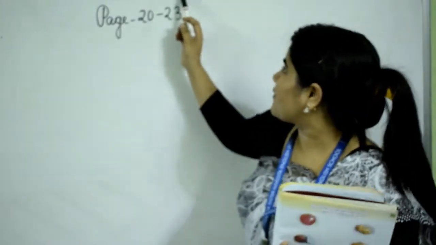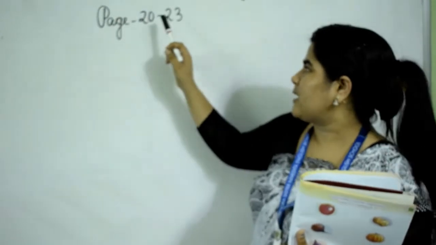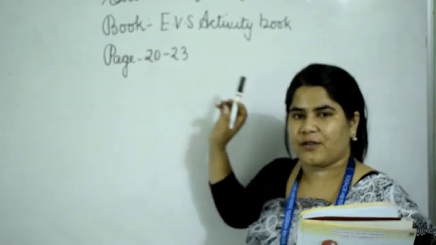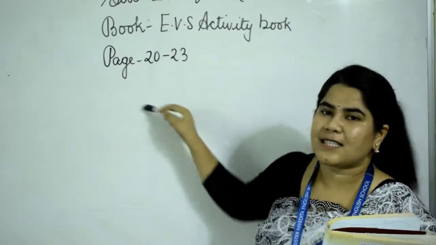Okay. So this is your homework for EVS activity book, page number 20 to 23. Okay, you have to complete all these pages.